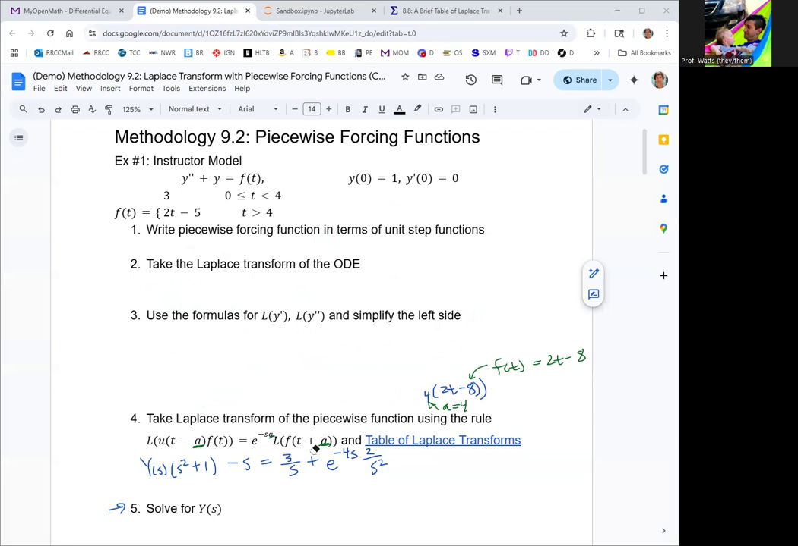And you notice that, when we did the shifting, we replaced t with t plus a. If t does not appear in your function, if it's a constant, then you don't have to shift, right? You're just replacing the independent variable with that shift.